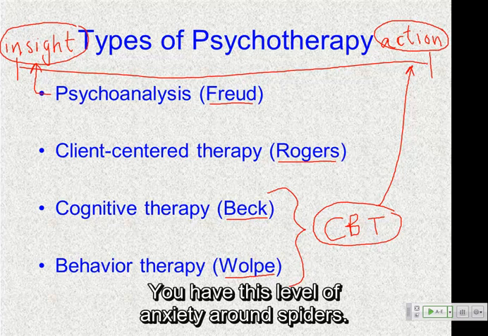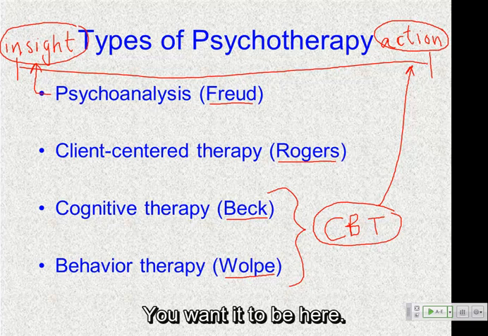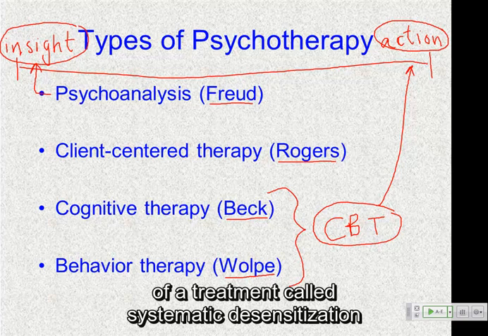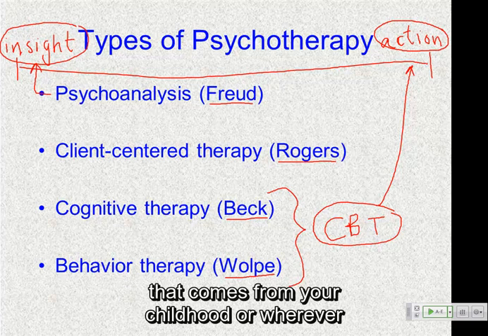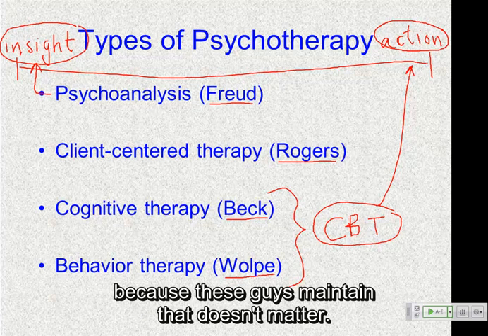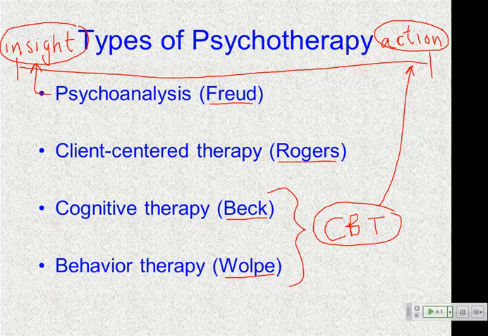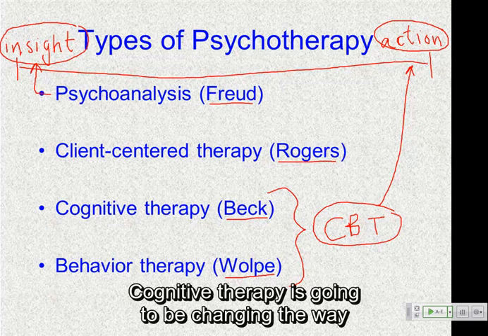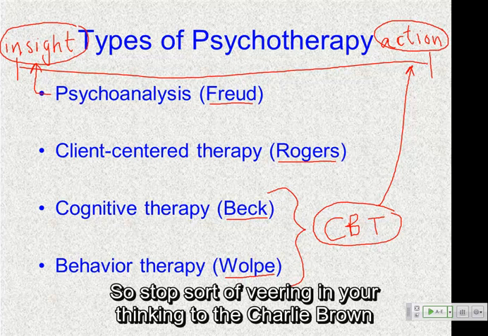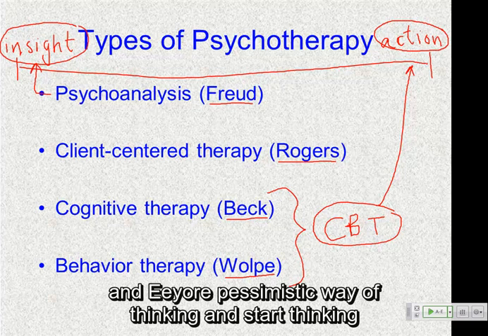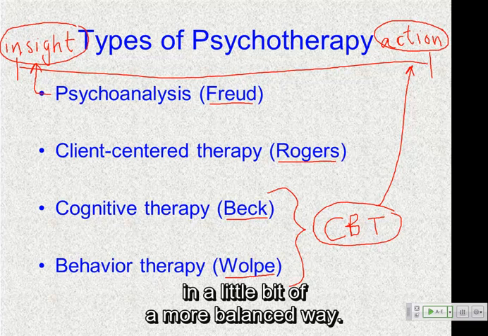You have this level of anxiety around spiders. You want it to be here. I've got a way of doing that, right? We're going to do a review of a treatment called systematic desensitization from Joseph Wolpe that doesn't care at all if that is something that comes from your childhood or whatever, because these guys maintain that doesn't matter. You need to change things, right? Cognitive therapy is going to be about changing the way that you think about things, okay? So stop sort of veering in your thinking to the Charlie Brown and Eeyore pessimistic way of thinking and start thinking in a little bit of a more balanced way.